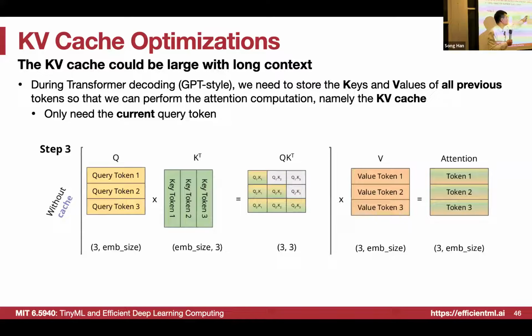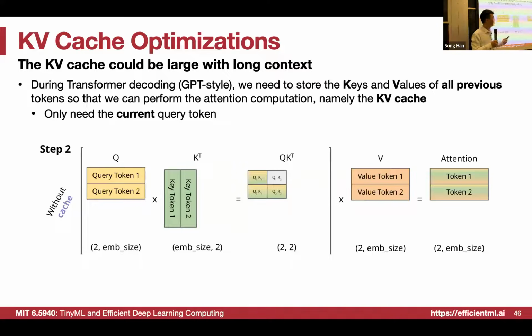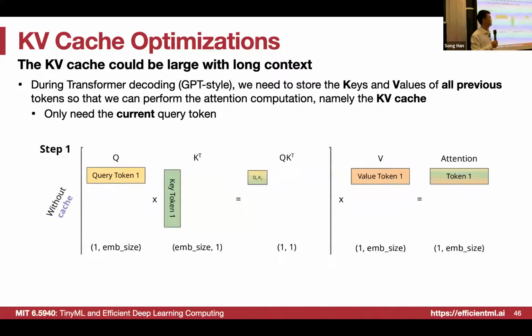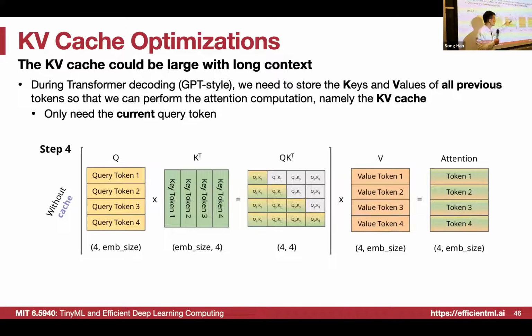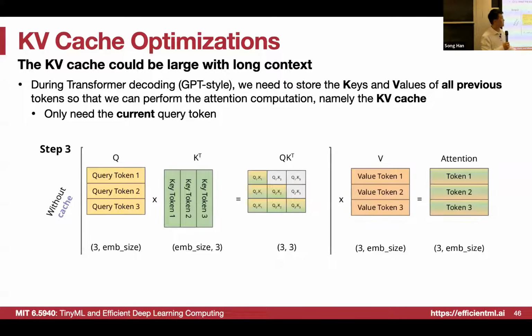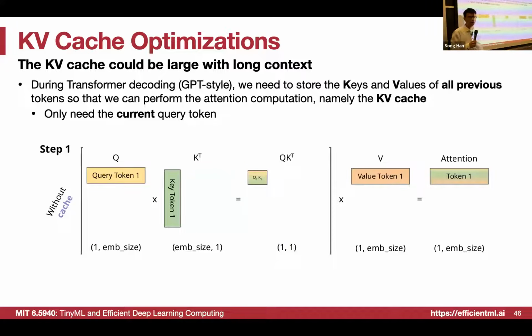We have to recalculate everything. But actually, the beginning portion is shared across token 1, 2, 3, and 4. So actually, we are wasting time calculating the previous regions. And we use that QK transpose normalized version to multiply with V.